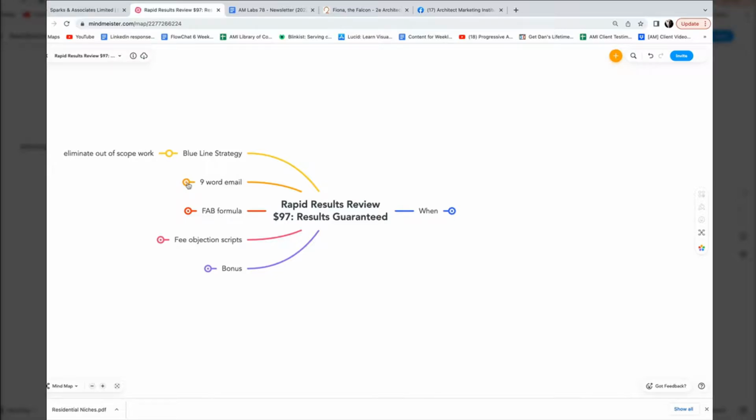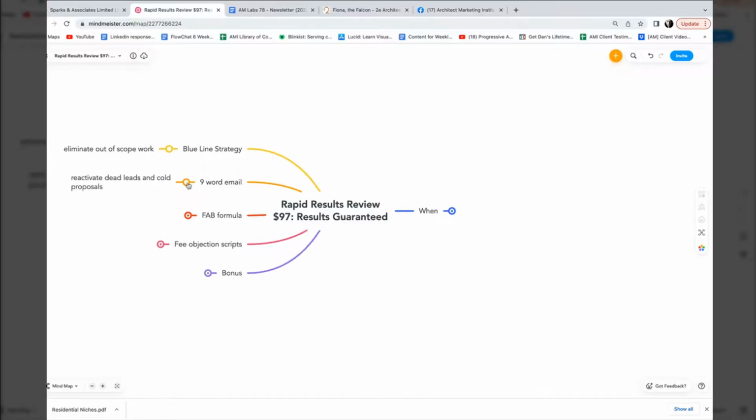Okay, the next one is the 9-word email, which takes no time at all. It's literally cut and paste the 9 words I give you, plonk them in an email to specific people, and you'll send it out, and you will almost always reactivate dead leads or proposals that have gone cold. You'll get 1 or 2 every time you do this. You might do it once or twice a year, but you need the right 9 words, and you'll get those.